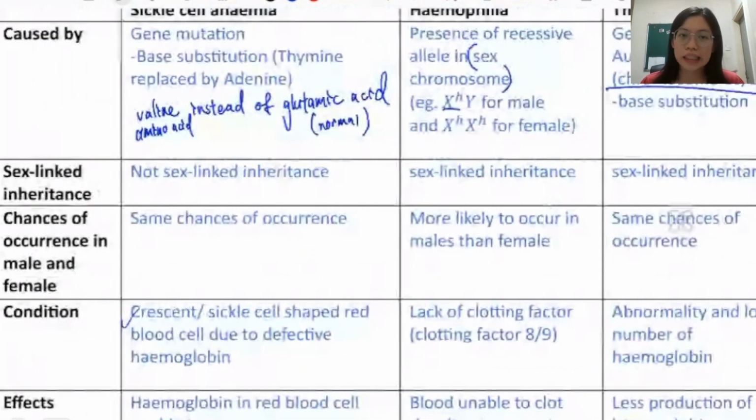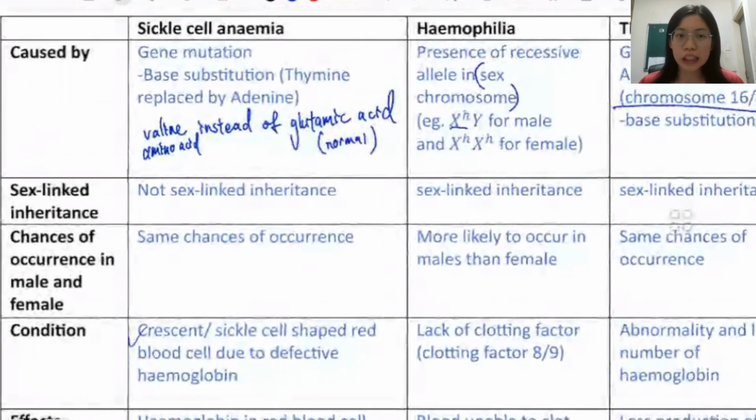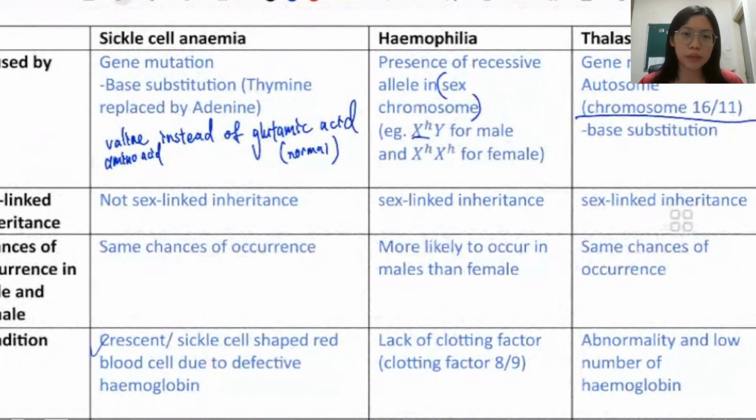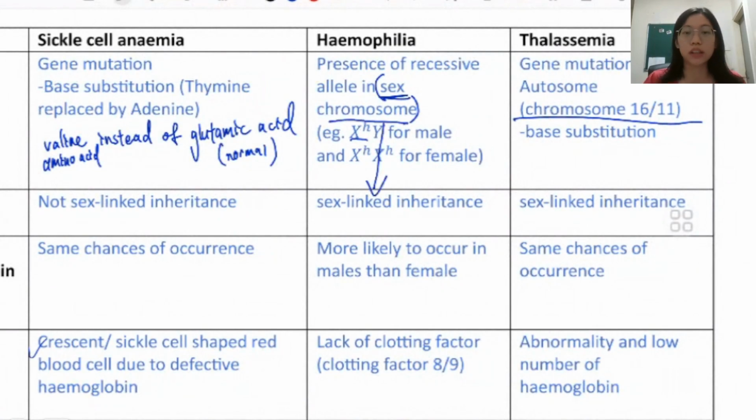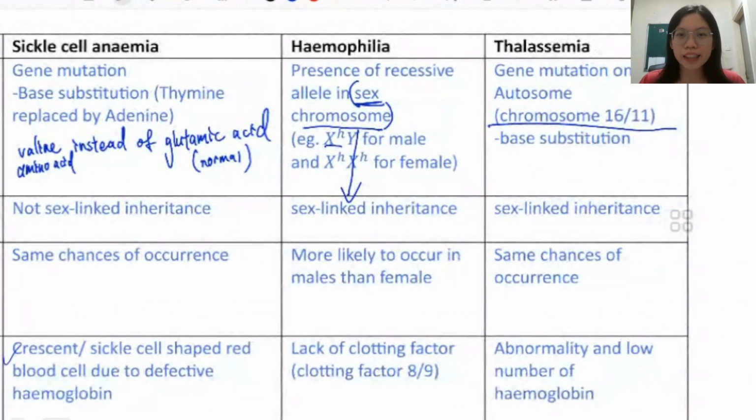And what about sex-linked inheritance? Is sickle cell anemia a sex-linked inheritance? No, it is not. Hemophilia is a sex-linked inheritance since it involves the sex chromosome. And thalassemia is actually not a sex-linked inheritance.